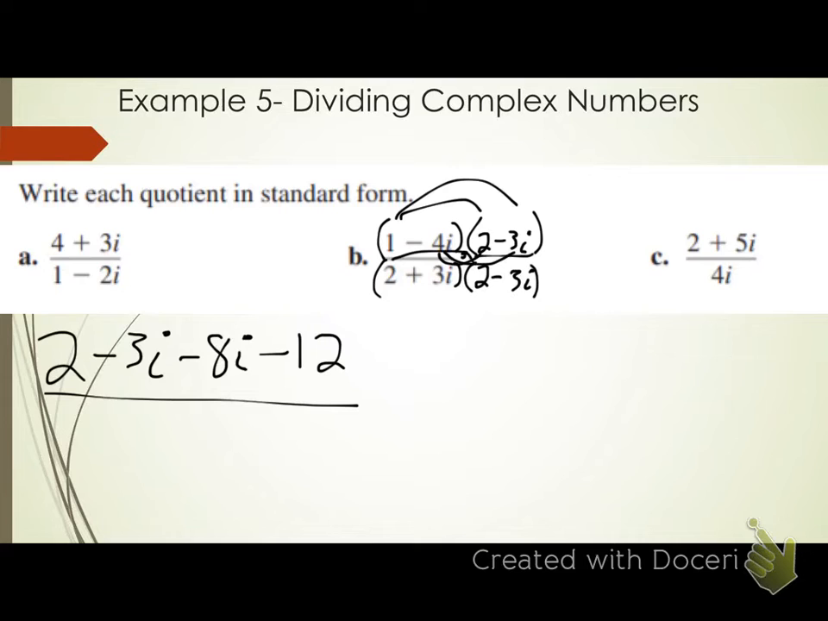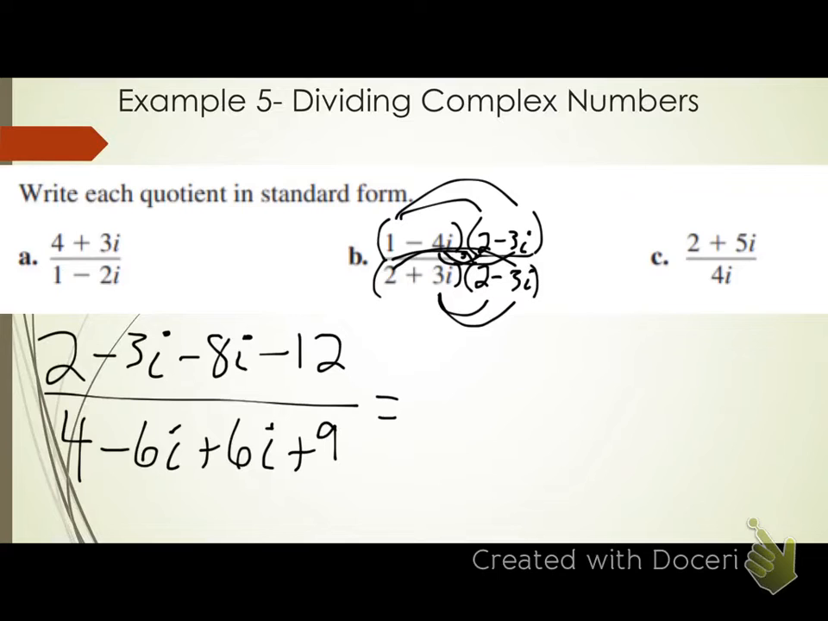2 times 2. 2 times negative 3i, negative 6i. 3i times 2, 6i. 3i times negative 3i, negative 9i squared. i squared is negative 1. Negative 9 times negative 1, positive 9. We okay so far?